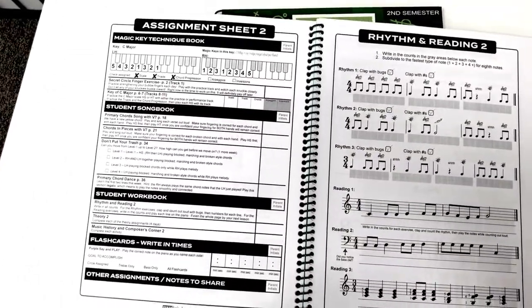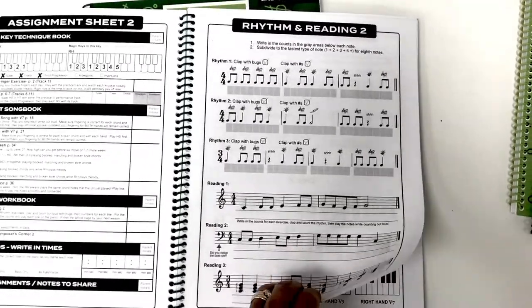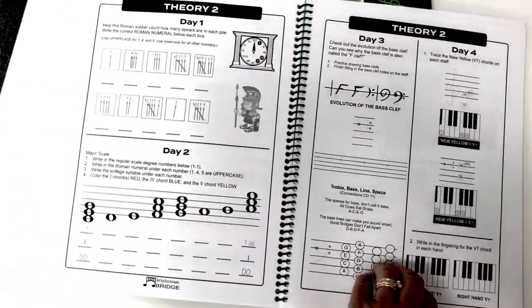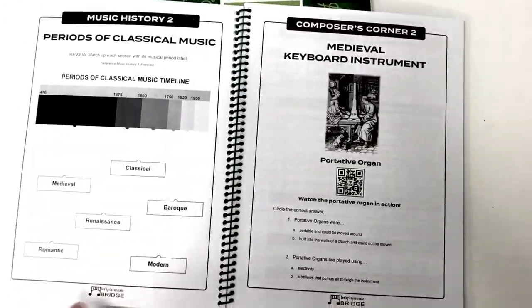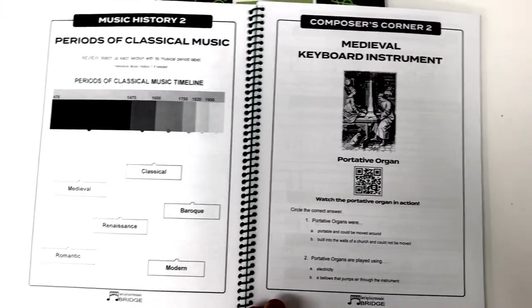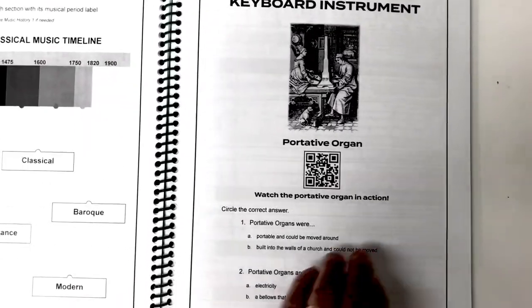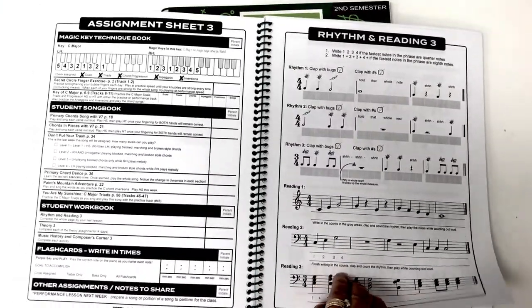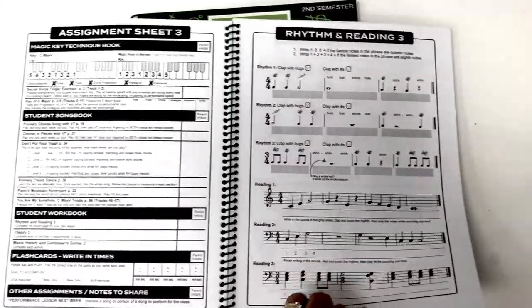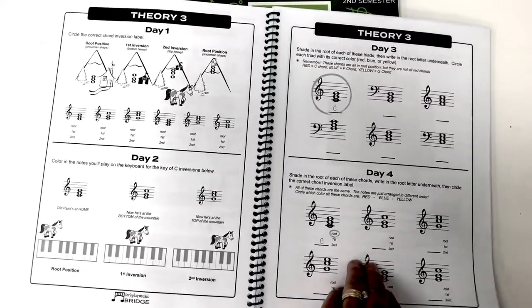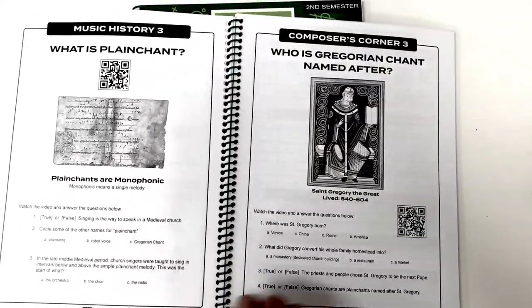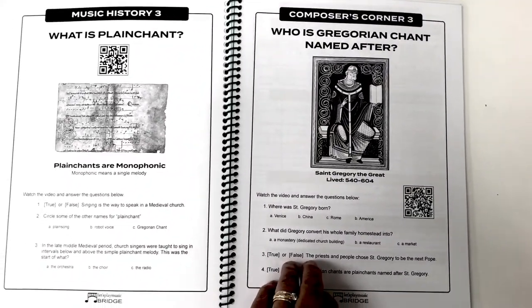So here's week two, and again, here's the rhythm and reading section, the theory worksheets for the week, and then here's our music history and our Composer's Corner. And again, there's our QR code for the children to look at. I'll just go through one more week here. Here's the third week: rhythm and reading, theory, music history, and Composer's Corner.